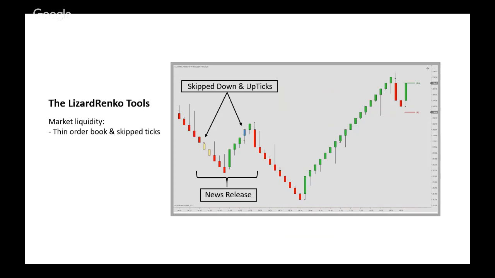For highly liquid markets like the YM, which is what we see here, you can use the default setting of one skipped level, which will alert you to situations where prices jumped two ticks in a single move. So that will sometimes happen during a news release, which is what we see here, or during an open, or during overnight trading. You will also see these. And so we have displayed these skipped down ticks with this yellowish bar here and a bluish for skipped upticks.